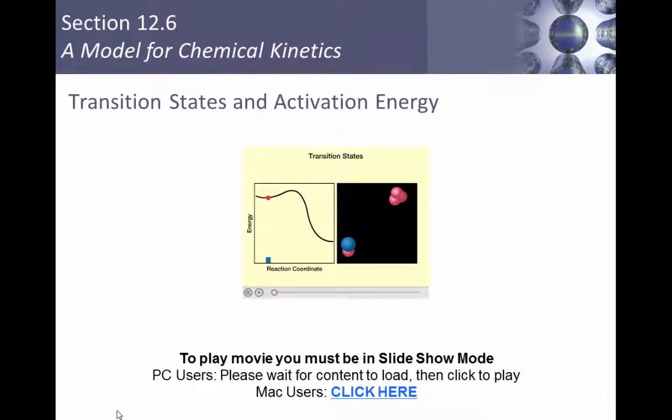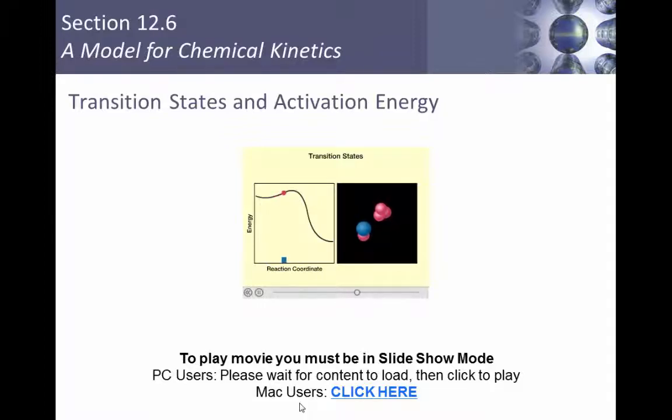Okay, so let's show how activation energy and a collision appear, and then we're introducing an energy profile, with this video clip.